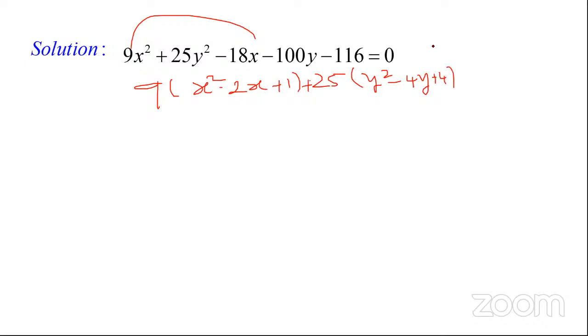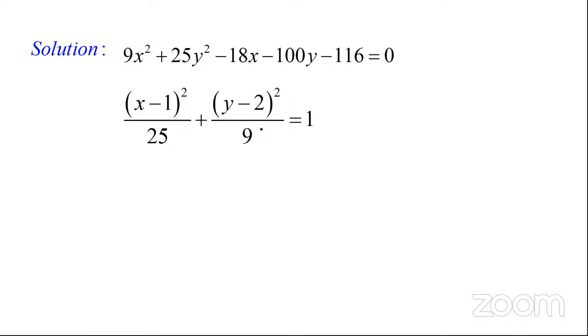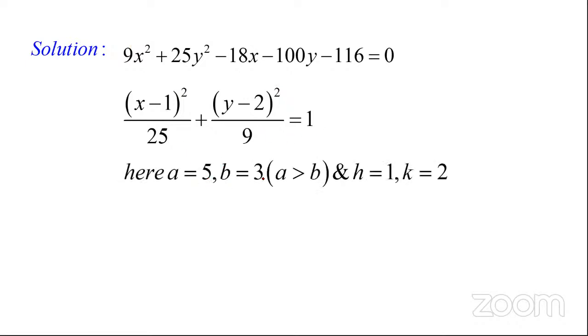Now I'm taking the constant values to the right side. The value 116 is negative, so taking it to the right side it becomes positive. Here I added plus 1, so minus 1 I also have to do, giving minus 9, which taken to the right side becomes plus. Similarly the y part is minus 100, taken to the right. Simplifying, the total is 225. Then we get (x − 1)²/25 + (y − 2)²/9 = 1. So a = 5 and b = 3.